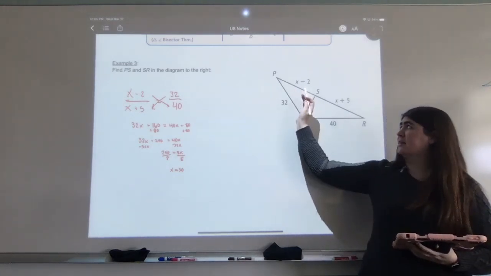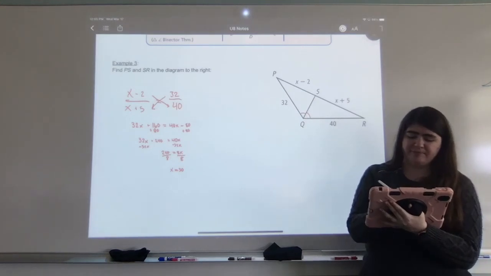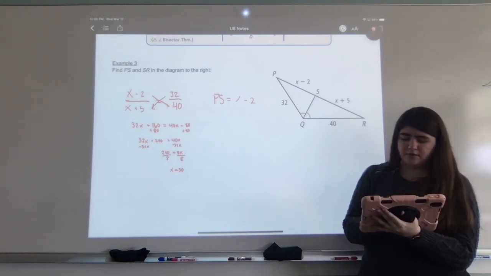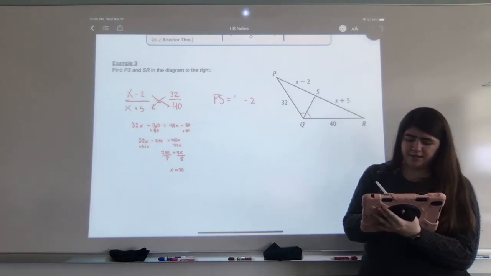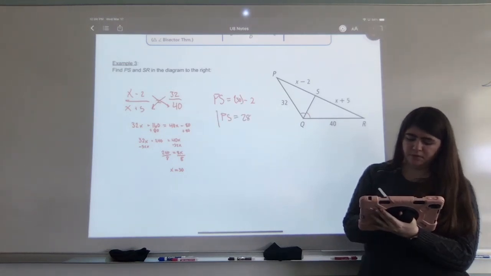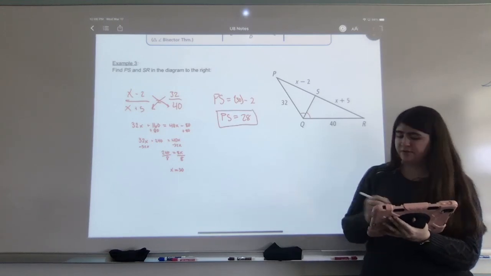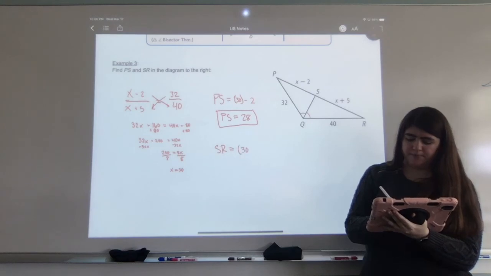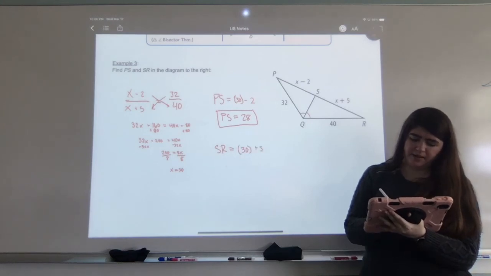All right, so that was x, but that doesn't actually solve my problem because I want to know the length of PS and the length of SR. So I have PS is equal to x minus 2, but now we can plug something in for x. So in place of x, I now have 30, which means that PS must be equal to 28. So that's one. Now I need SR. SR is equal to x, which is now 30, plus 5, which means that SR is equal to 35.